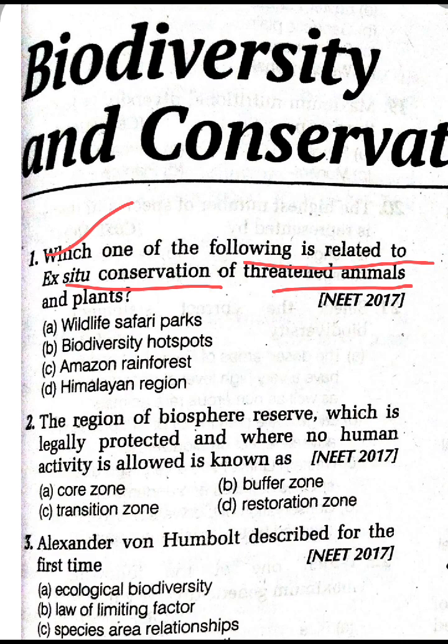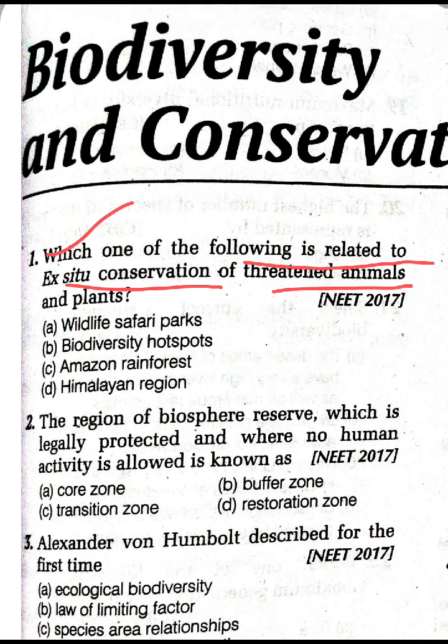The conservation in which we conserve or protect animals and plants which are taken out from their natural place or source, and they are conserved or saved somewhere else. It is called ex situ conservation of threatened animals.